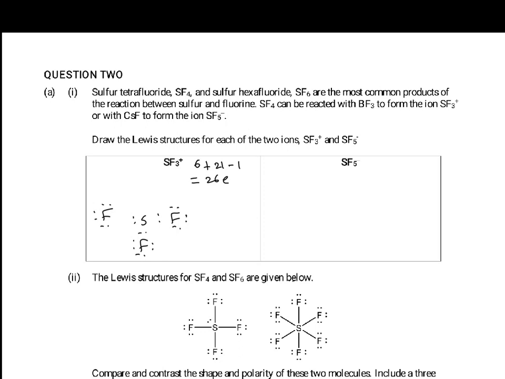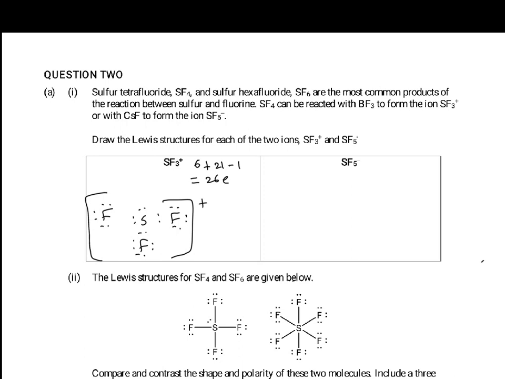Once you've done that, you work out how many electrons you've used, and we have used 8, 16, 24. We started off with 26 electrons, so that means we've got 2 left, and they're going to sit around this sulfur. Okay, because it's a positive ion, we're going to stick the whole thing in brackets, and we're going to give it a plus charge.